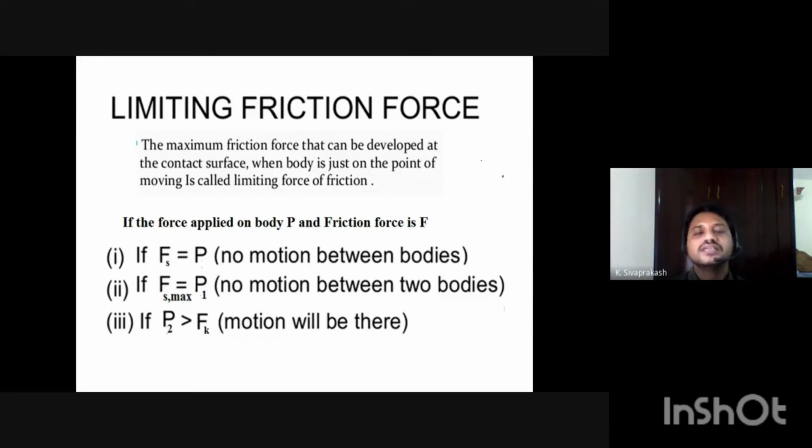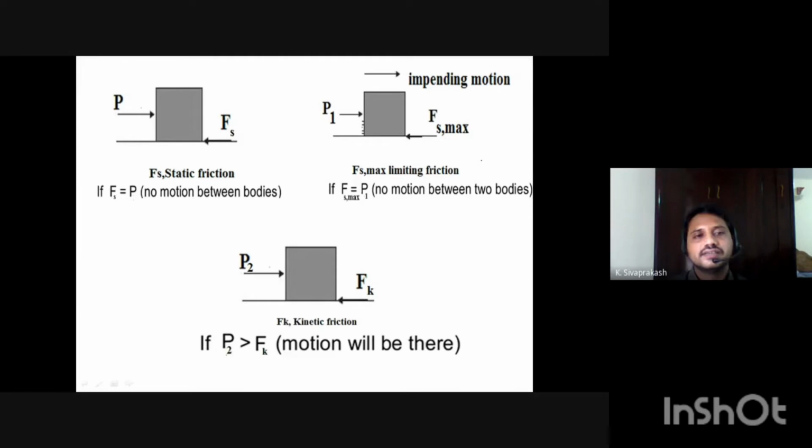See here, in that example, I will take one body, and the body is subjected to the force P. The force applied on the body is P, and when you are applying the force P on the body, the frictional force which is developed at the contact between the surface and the body is F. Okay. See the example. These are the three examples here.